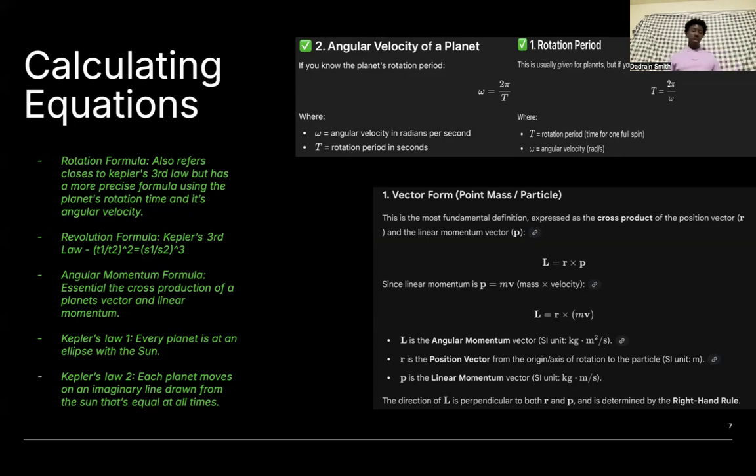We also have the formula for angular momentum, which is L, the angular momentum, equals R times P. R is the position vector, which is where the planet is at that moment, and P is the linear momentum, which relates to the speed it's revolving around the sun and the speed it's moving on its axis. P can also be broken down to mass times velocity, velocity being its speed, and mass being the weight of the planet.